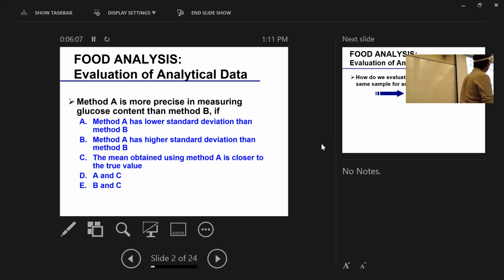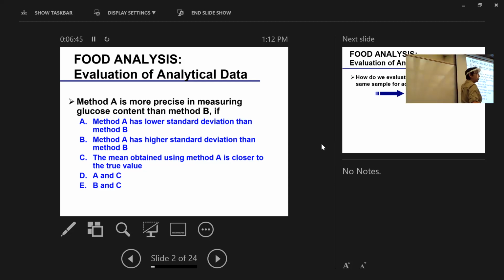So let's look at this one. Method A is more precise in measuring glucose content than method B. A and C? I will hear what Dara has to say. Just A. Michael, Drew doesn't need extra credit for now, but go ahead. No, just A. Okay, I'm just teasing you. I know you are. It just came out of nowhere. I wasn't expecting it. What is it now? It's just A.